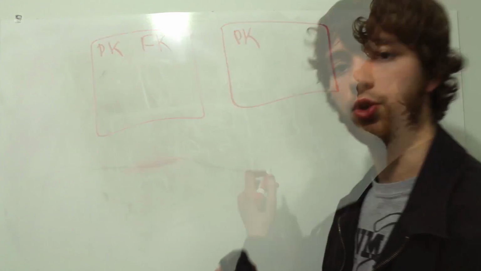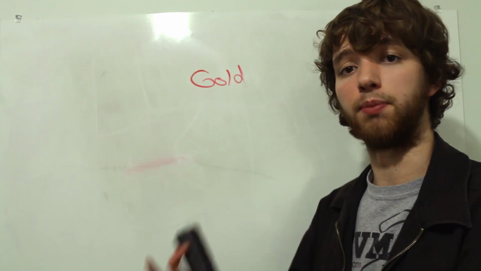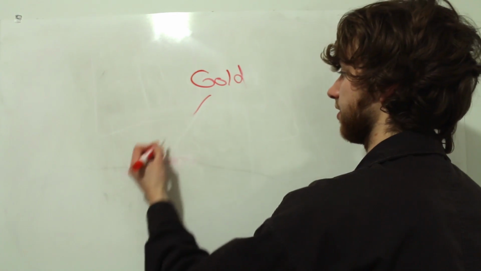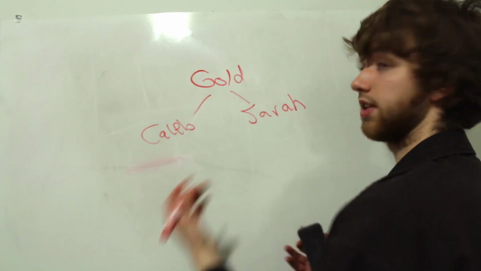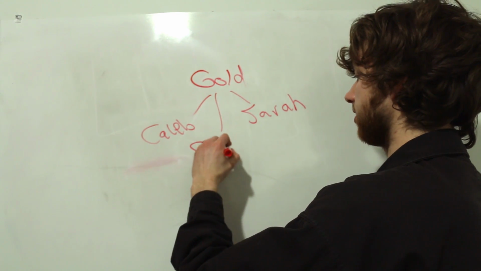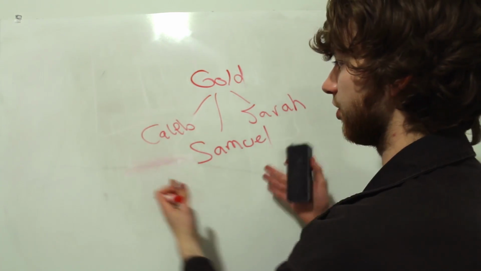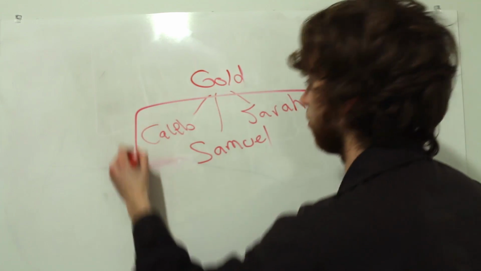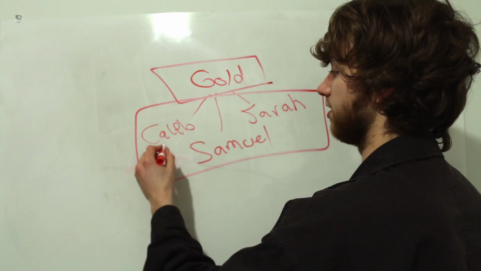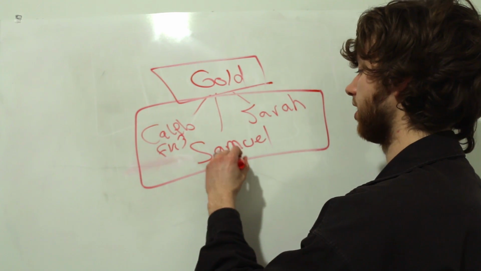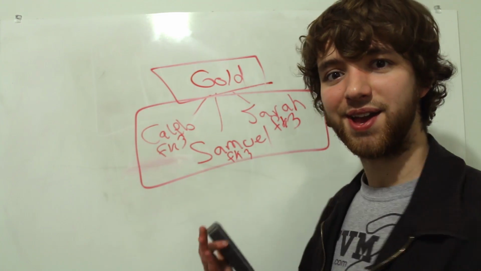You can have one entity, such as gold, which can be used by other entities. For example, Caleb and Sarah and Samuel. Right? This will be the parent, these will be the children. Well, these people are all stored inside of a table, each with their own row, and each one of these has a foreign key. So this is going to have a foreign key of 3, foreign key of 3, foreign key of 3, because they're all gold members. It makes sense.